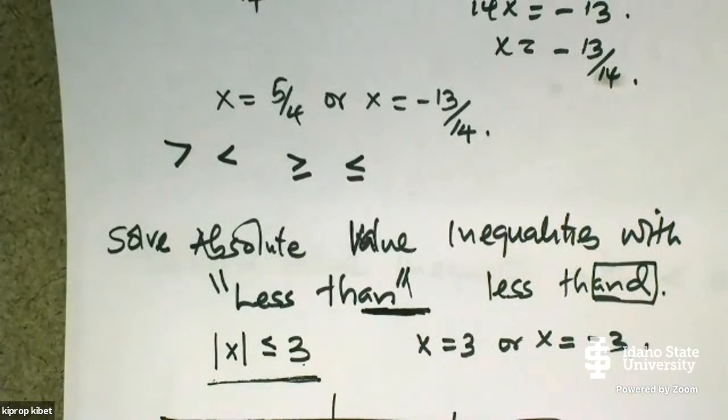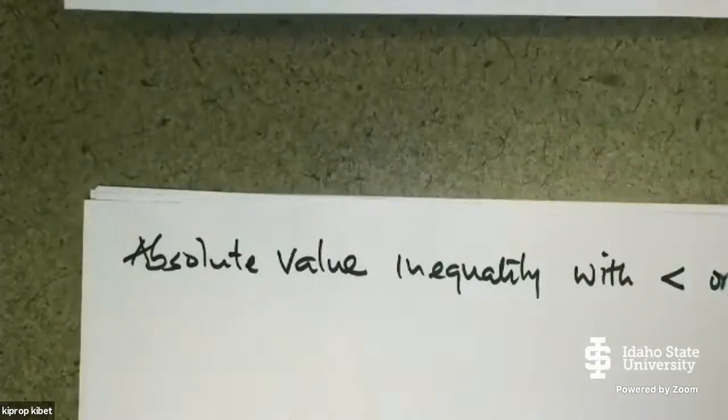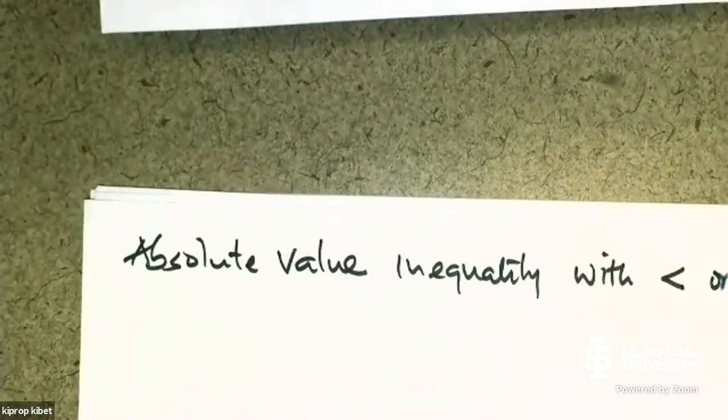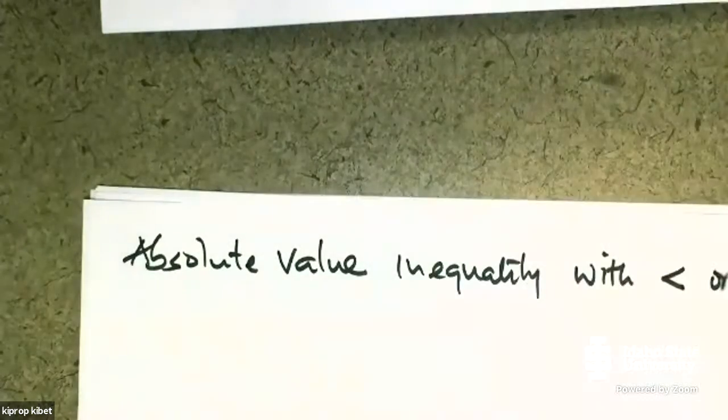So if we have absolute value inequalities with less than, then they are and. If they are and, then the values should satisfy both inequalities, all the inequalities. So less than is and, greater than is or.